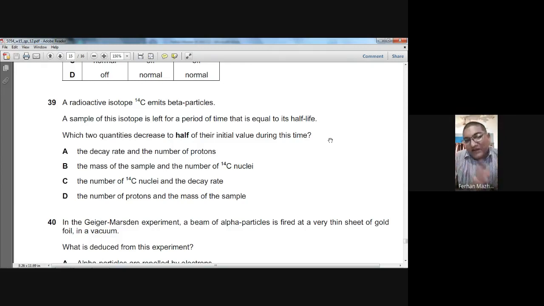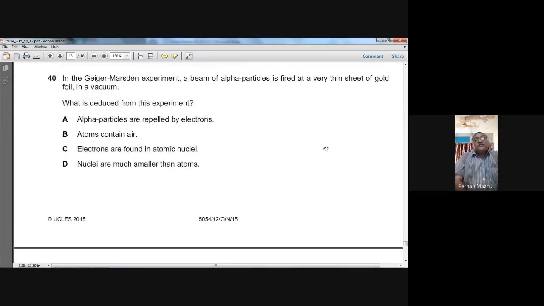When a half-life has passed, the nuclei, or the atoms, of that carbon-14 will become half. Half of them have decayed. Plus, the decay rate, the amount of radiation, will also become half. Okay, so the number of carbon-14 nuclei and the decay rate will become half. C is the option. Question number 39, C is the option. On your screen, question number 40.